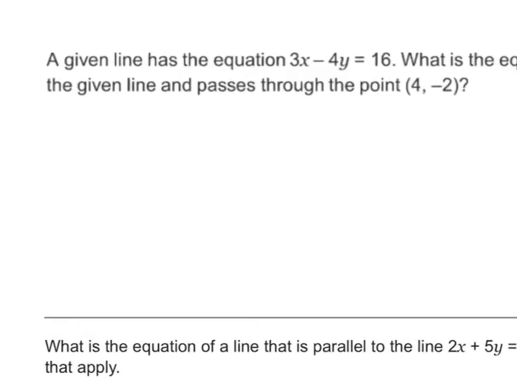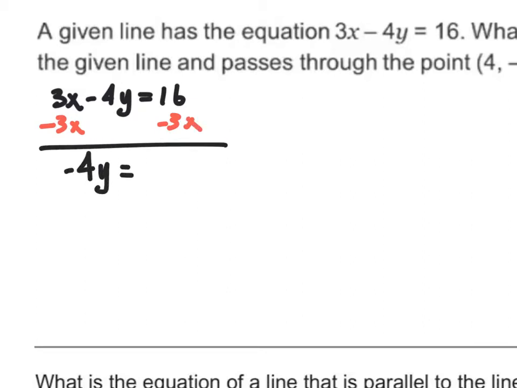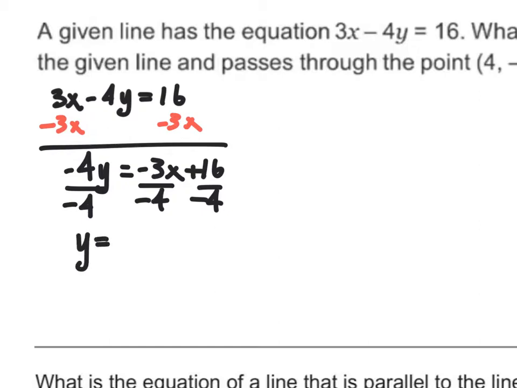And so let me rewrite that equation here: 3x minus 4y is equal to 16. Now what I'm going to do is solve this equation for y. When I do that, I want to move everything else over except for the y. So I'm going to subtract 3x from both sides. Now I'm going to get negative 4y is equal to negative 3x plus 16. Then I'm going to divide everything by negative 4. So I end up getting y is equal to, a negative divided by a negative gives a positive, so this is going to be 3/4 x, and then 16 divided by negative 4 is going to be minus 4.